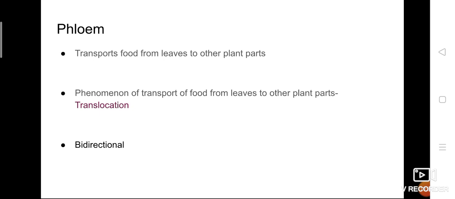Xylem transports water and minerals. Phloem transports food. In xylem, the movement is upward, and this upward movement is called ascent of sap. In phloem, it transports the food, and since it is translocation, xylem is unidirectional, but phloem is bidirectional.